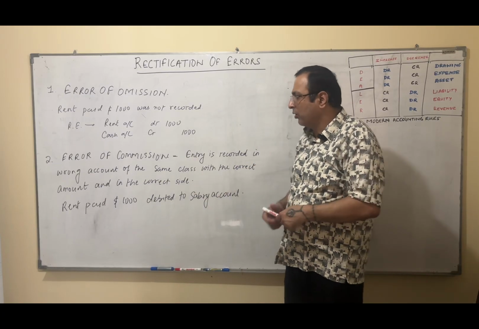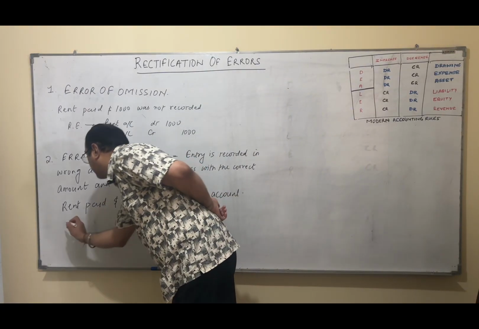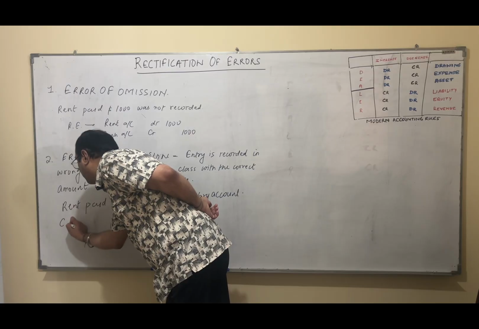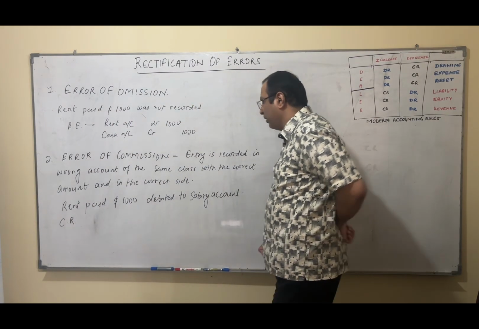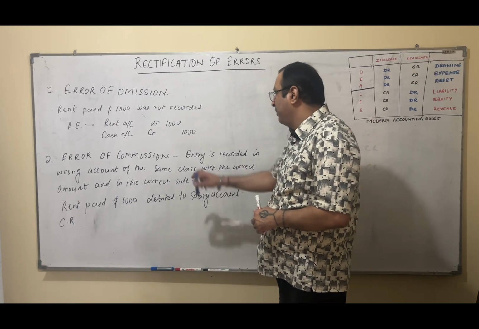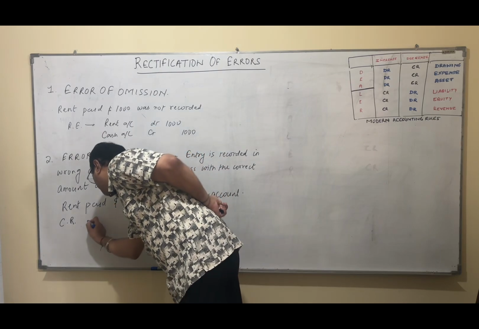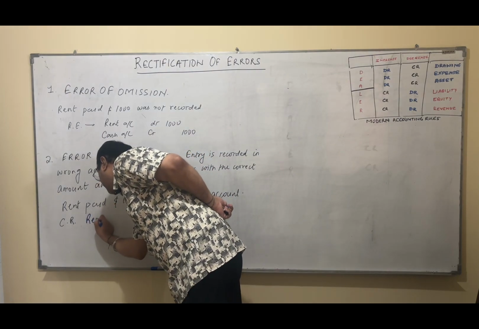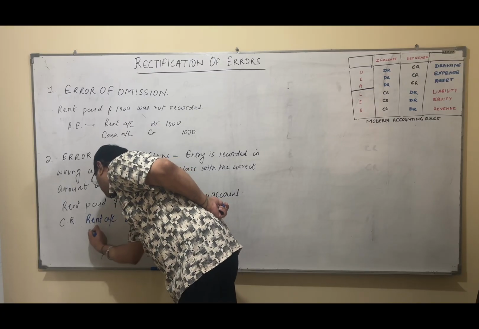Now let us see how we solve it. To solve it, we will use a pattern. We will first write the correct entry which we are supposed to pass. And here we are paying rent, debit. Again, I told you, you have to brush up your basics. Rent debit, and cash is going out, right?